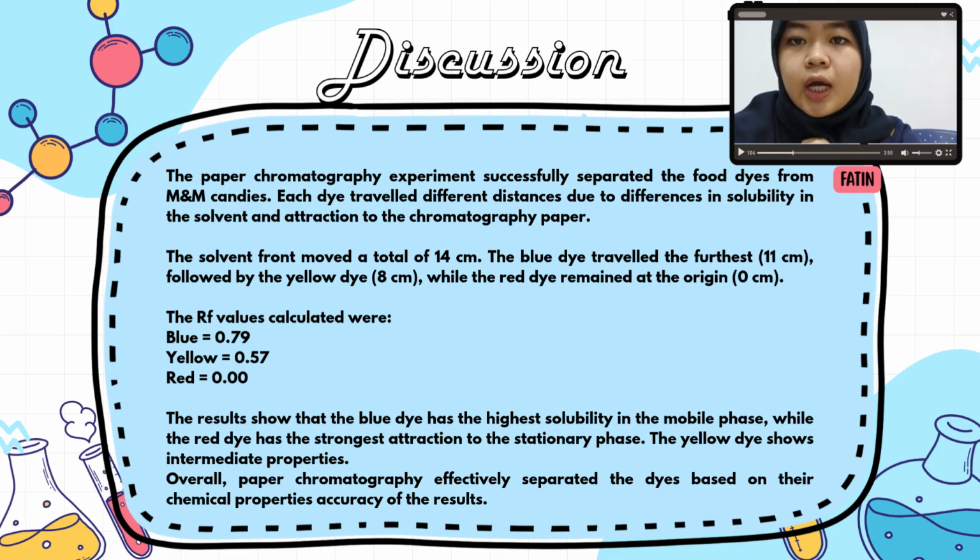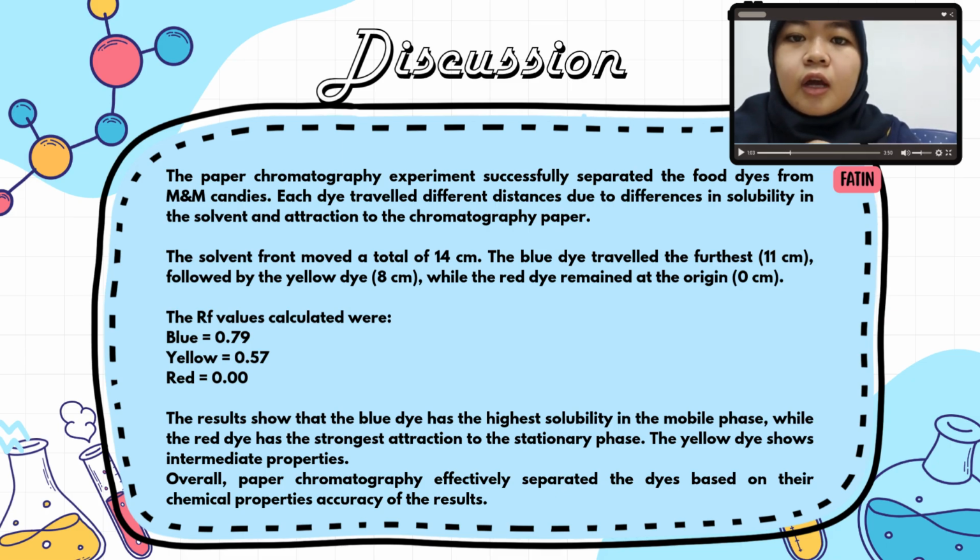Today, I will discuss the discussion for our topic, analysis of food dyes in M&Ms using paper chromatography. So, the paper chromatography experiment successfully separated the food dyes from M&M candies. Each dye travelled a different distance due to differences in solubility in the solvent and attraction to the chromatography paper.